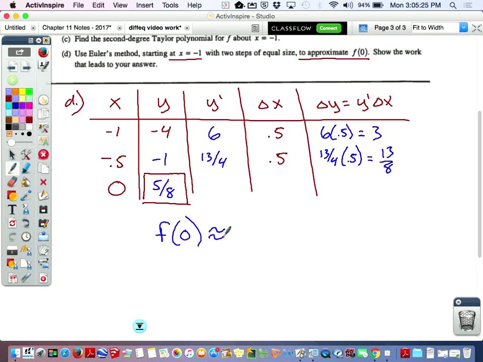So f of 0 is approximately equal to 5/8. And again, 2-point question, 1 point for your work, 1 point for your answer.